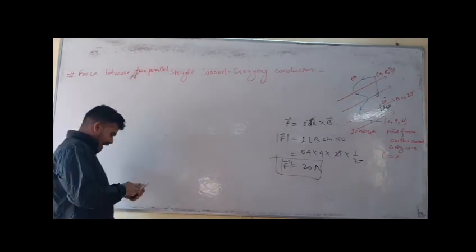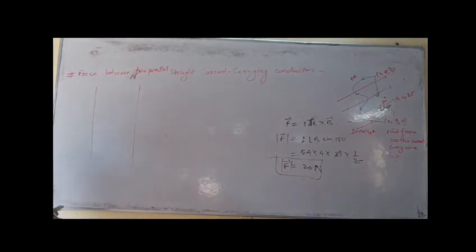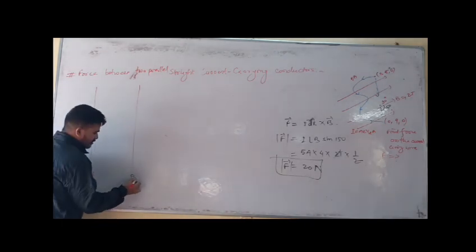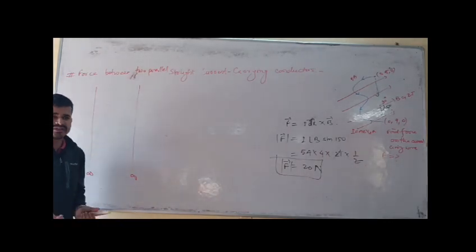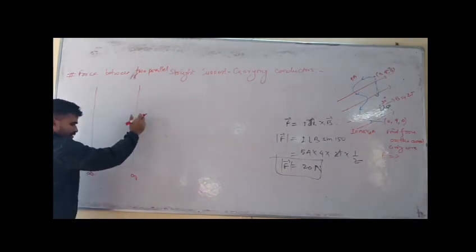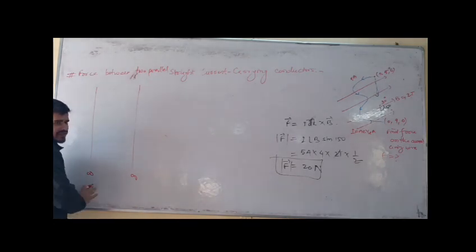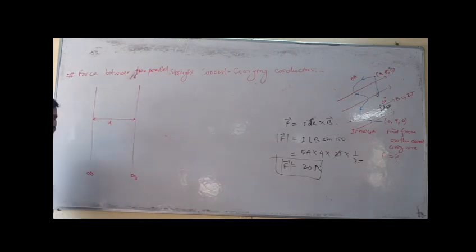Now, I am drawing the parallel conductors. Let's say this is a parallel conductor, and this is a parallel conductor. I am considering the distance between them is very less compared to the length of the conductors, so they are of infinite length. Means if the distance between them is very less, it will be considered as infinite. The distance between them is, let's say, d.